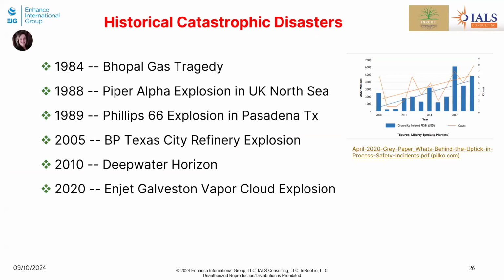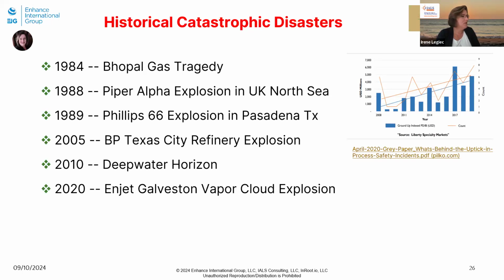Thanks, Aaron. Yeah. So if you take a look at this slide, in the past 20, 30, 40 years, we have had some catastrophic disasters. Bhopal, that tragedy alone should have been enough to shake the industry. But then we had the Piper Alpha explosion in the UK in the North Sea. We had the Phillips 66 explosion in Pasadena, Texas. There was the BP refinery explosion. There's a lot of information on that. Then we had the Deepwater Horizon.